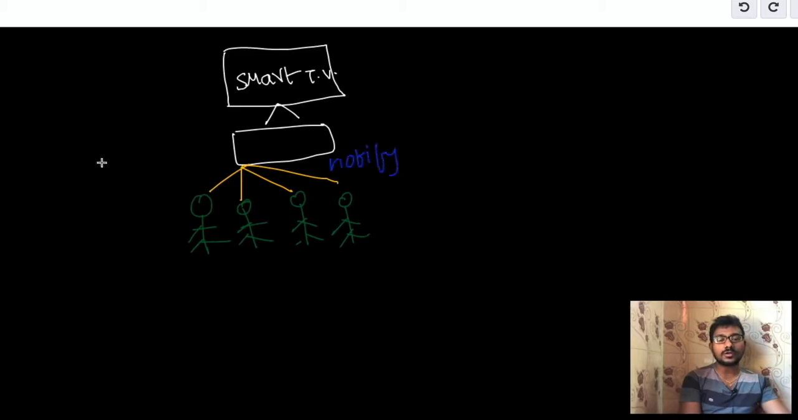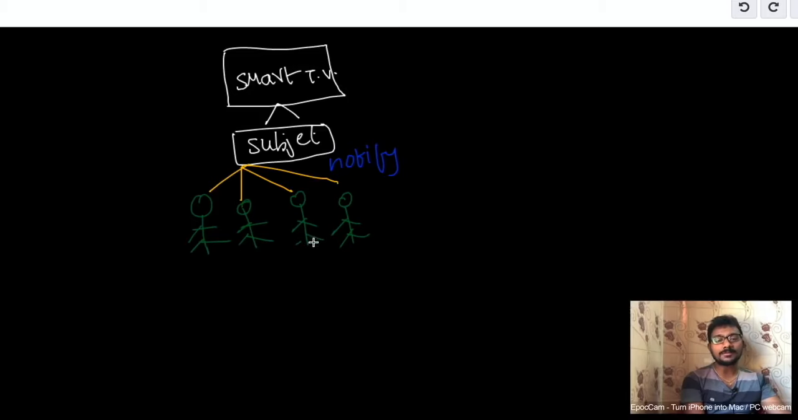So this subject will send the notification to the registered people. Here we can relate the smart TV as a subject and these people as observers. These people are observing something. They are trying to buy the product, so they have registered with this subject. Whenever the product is available, that notification will be sent to these observers.